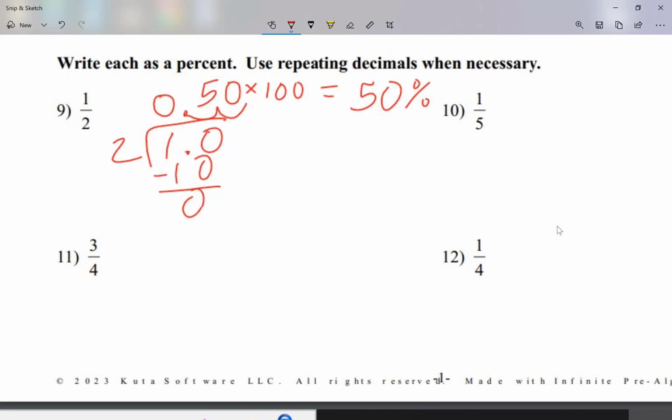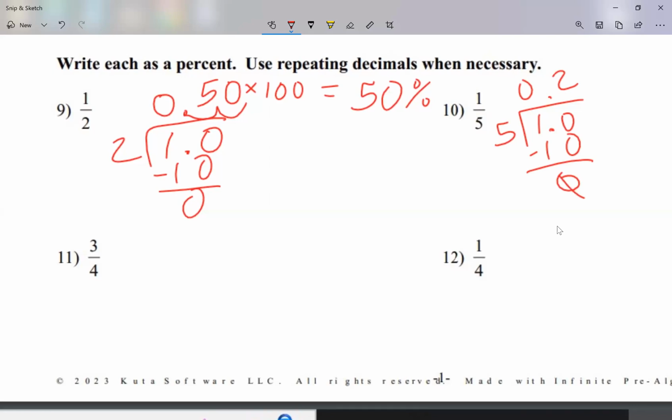So let's take a look at number 10. I'm going to go 1 divided by 5. Let me move my decimal point. 5 cannot go into 1, so let me bring an extra 0. 5 goes into 10 2 times. 2 times 5 is 10. When I subtract this, I get nothing.